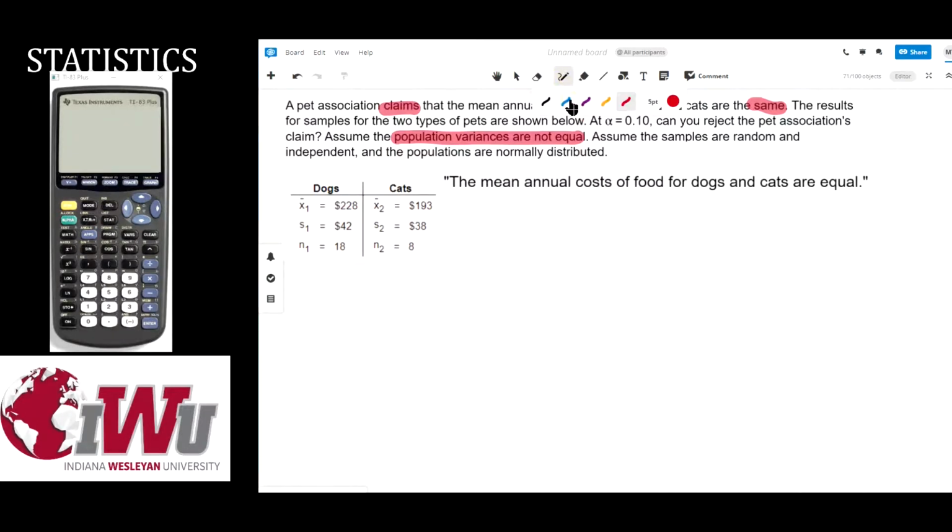And so what that means is that our mu1 equals mu2. It means that this is going to be our null. That's going to be our null hypothesis. So we're testing the null hypothesis if they're equal. So our null is actually our claim here in this situation. And the alternative is going to be the opposite of that. It's going to be not equal to. So alternative is going to be that they are not equal.